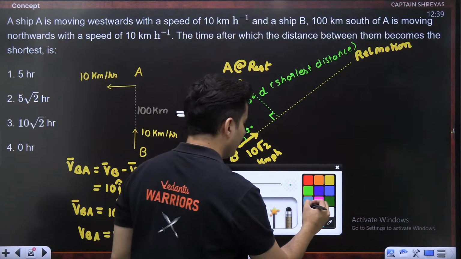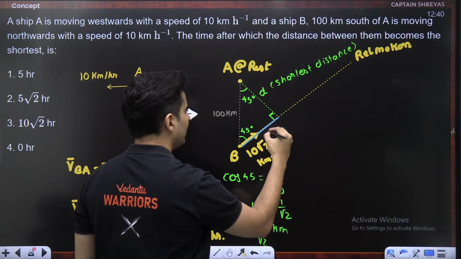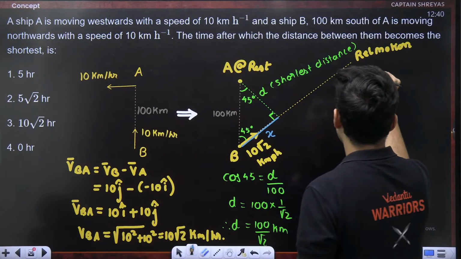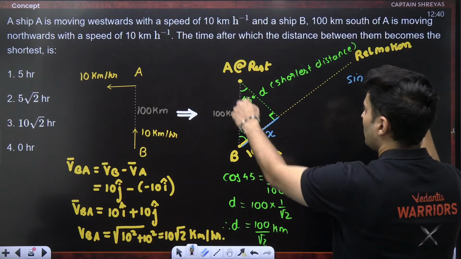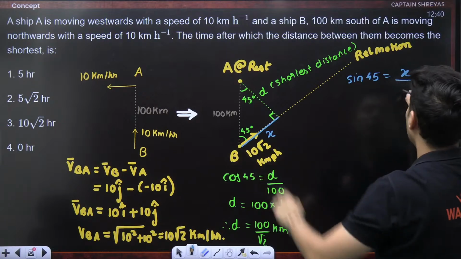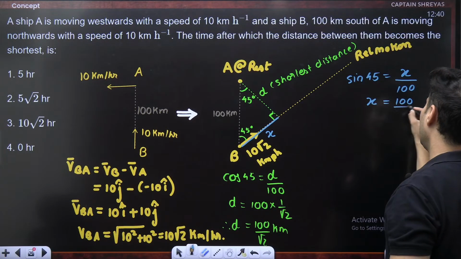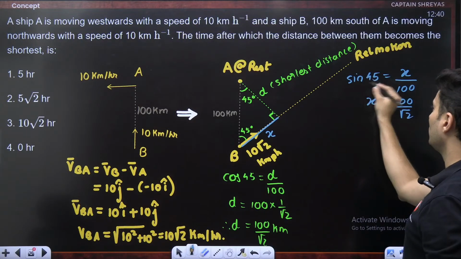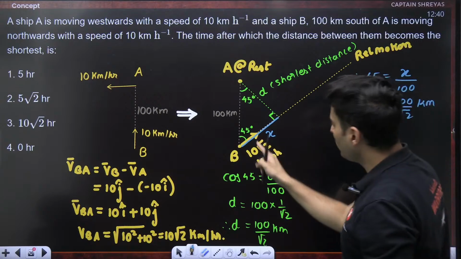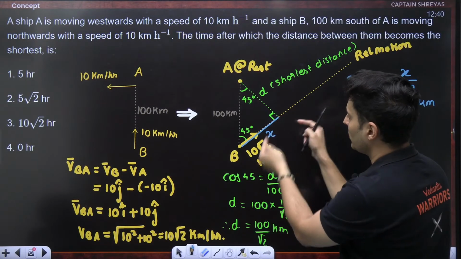Next important thing, right over here, how much will this distance be? Let's say I call it x. I can say sine 45 is opposite, which is x, by hypotenuse, which is 100. So x will also be 100 by root 2. 100 goes on the top, sine 45 is 1 by root 2 kilometers. I am going with a speed of 10 root 2. I have to cover this much distance to come closest.